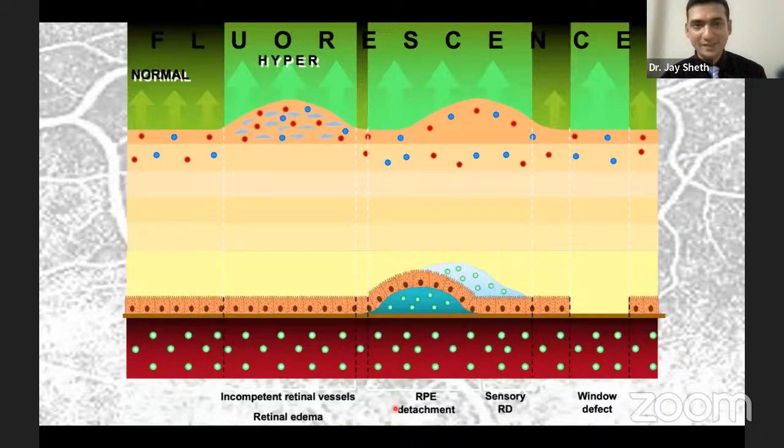Now, this is just another pictorial depiction of what happens in case of hyperfluorescence, where there is either accumulation of the dye in the intraretinal area, or there is accumulation of these green dye molecules below the neurosensory retina in case of CSR, or below the PED in case of RPE, or there is a window defect that is happening.